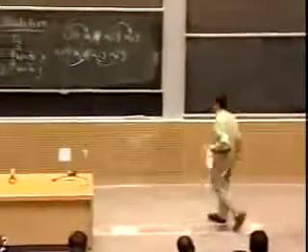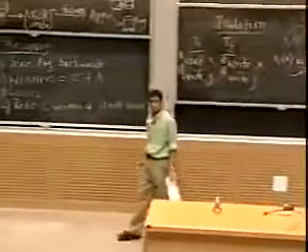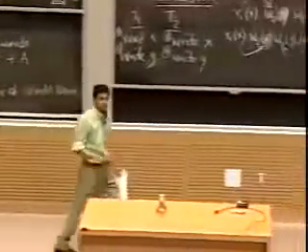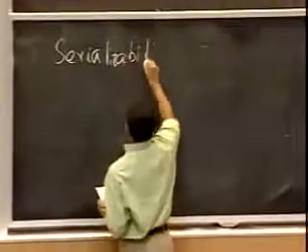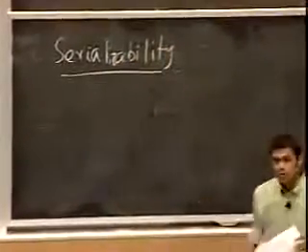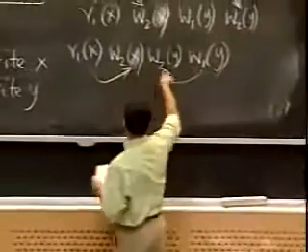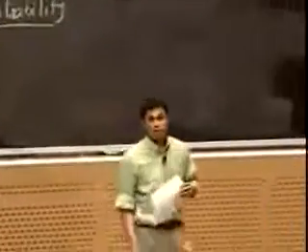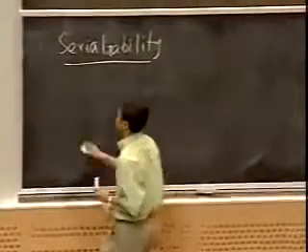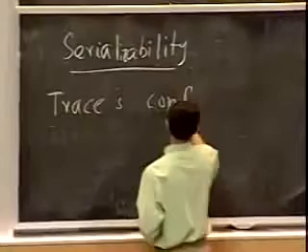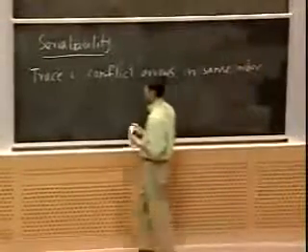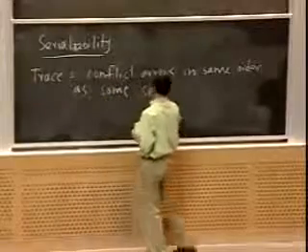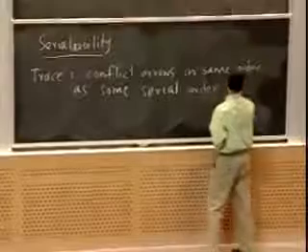Okay? Notice that we don't actually care whether T1 runs before T2 or T2 runs before T1. We're not worried about that. We're just worried about producing some equivalent serial order. So that's the definition of the property that we want: serializability. What it says is it's a trace whose conflict arrows correspond to, or are equivalent to, some serial ordering of the steps of the actions. So what we want is that a trace's conflicts should be in the same order as some serial schedule, or some serial order, of the actions.